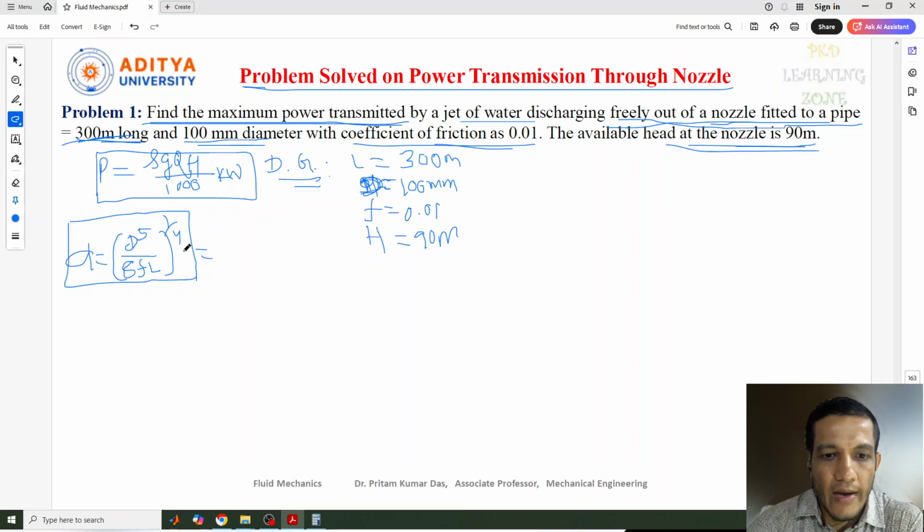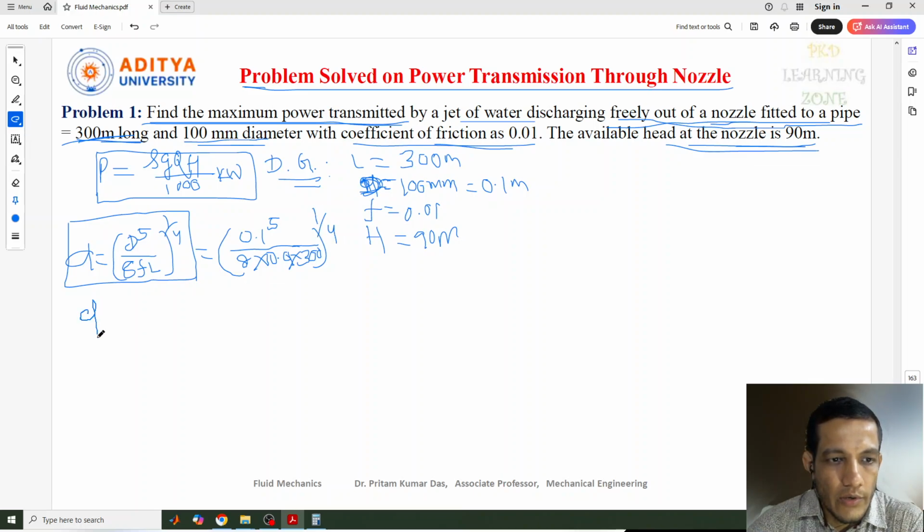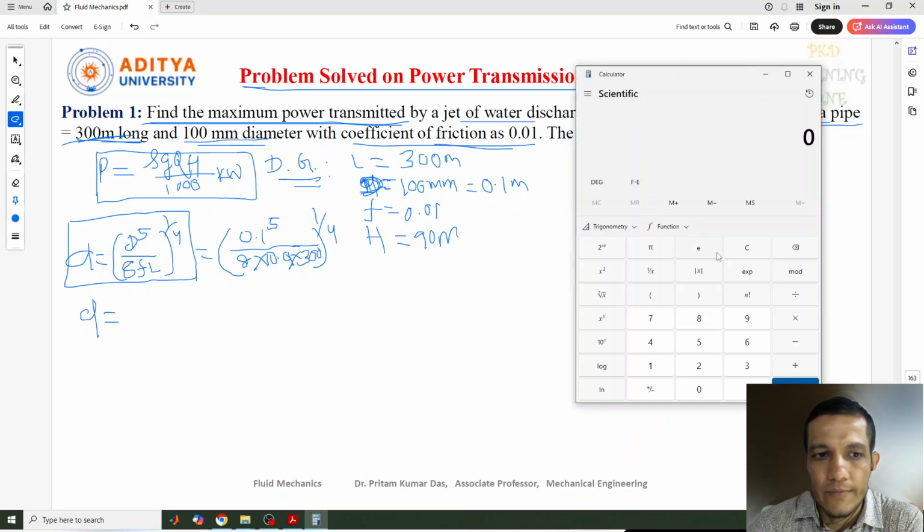Now we will put the value here. We can convert this one into meter because every terminology is in meter only. So now this is 0.1 to the power 5 divided by 8 into F, F equal to 0.01, into L, length is 300, this whole to the power 1 by 4. Here we'll get the value of the diameter of the nozzle. Anyway, let's calculate this.